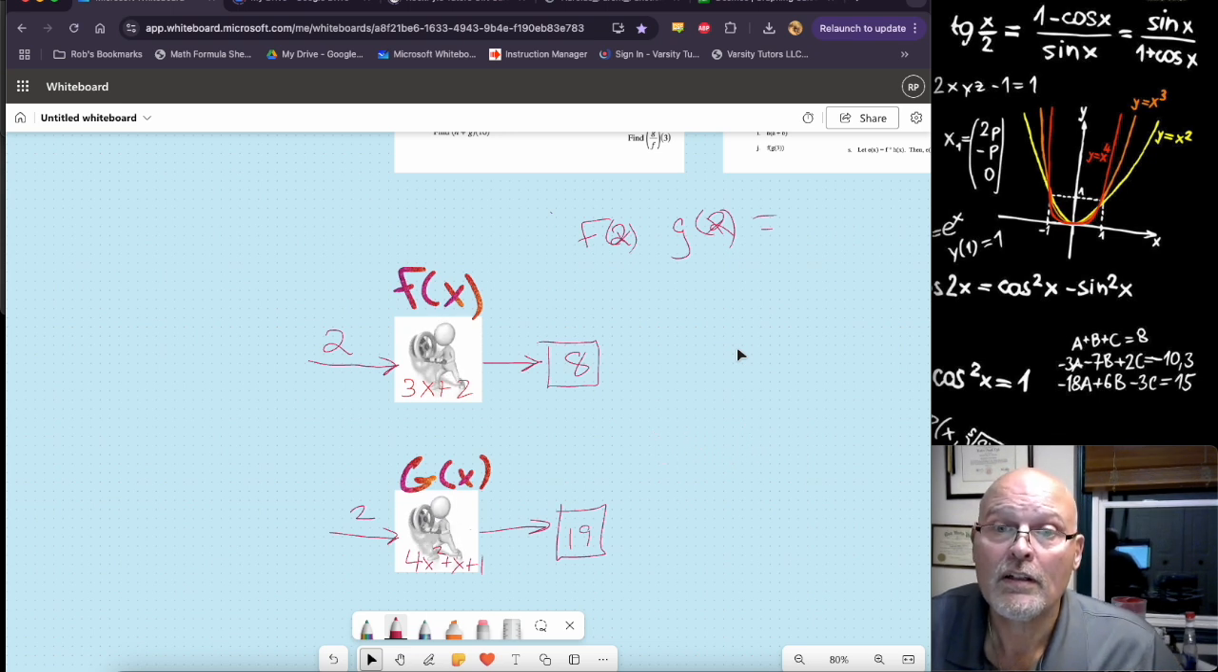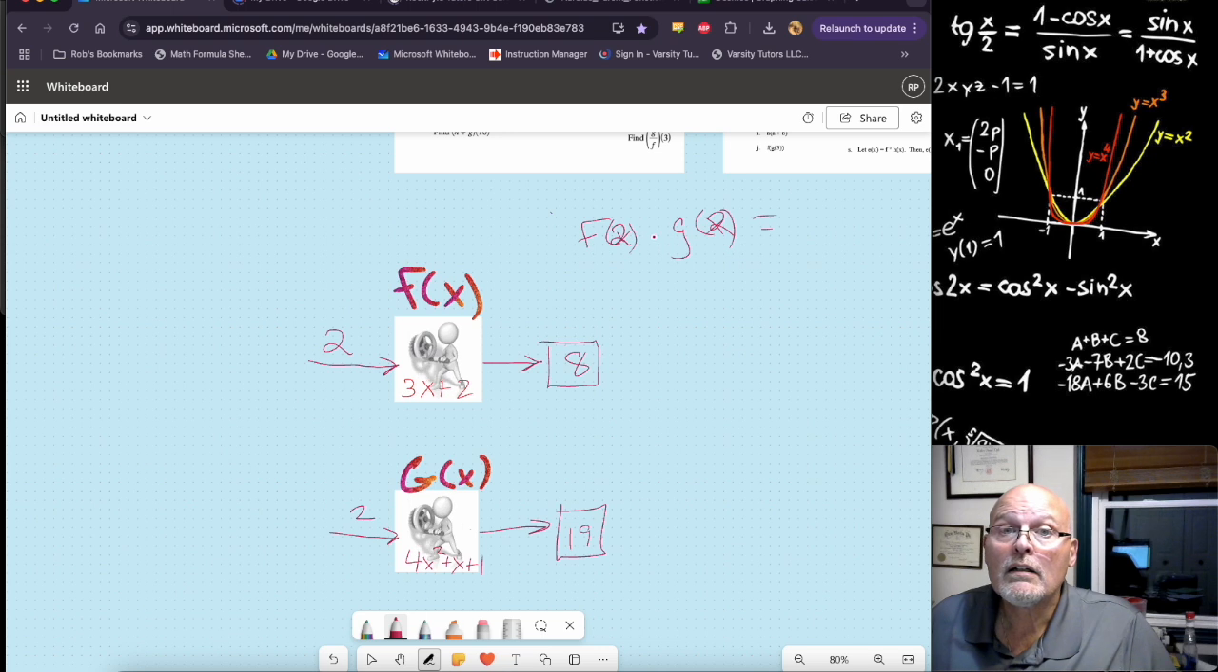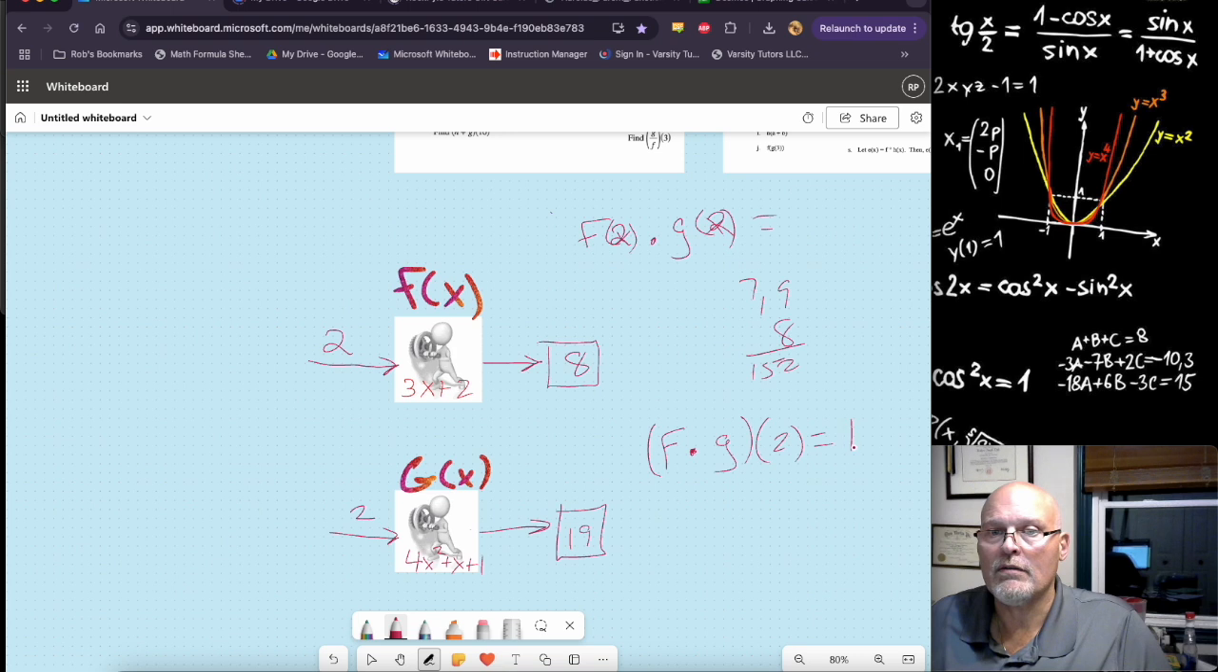multiplication. If I multiply here, all right, f times g, notice that's a filled in circle, meaning times, so we're of 2 is whatever 8 times 19 is. 8, 19, I should have picked easier numbers, huh? 152. And similar for division. So I'm not going to go over division, but you get the idea.